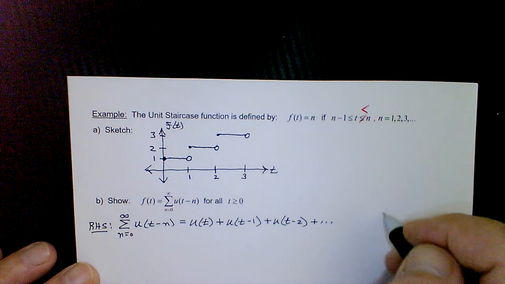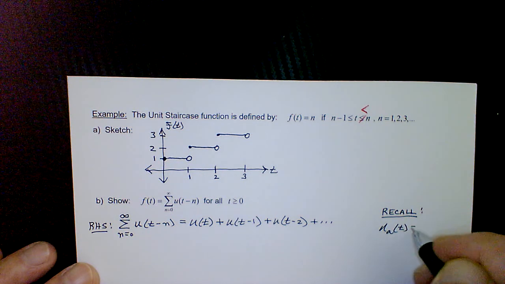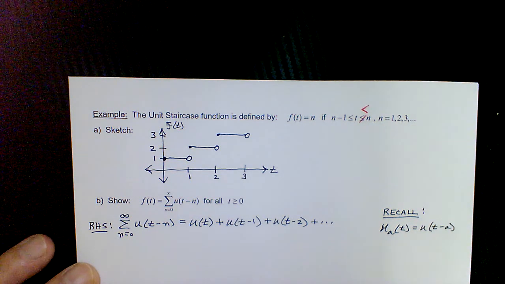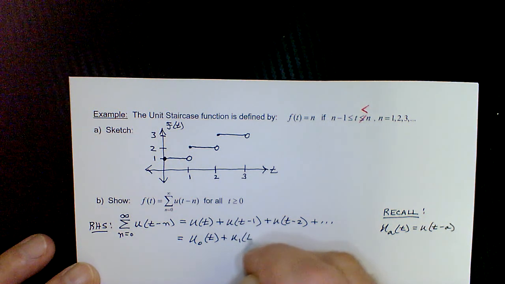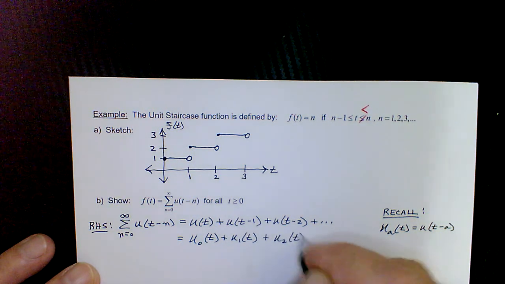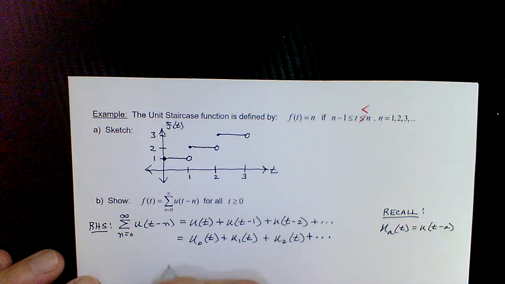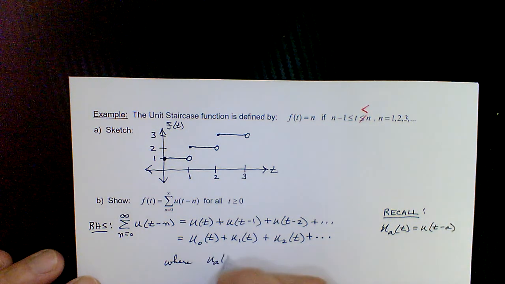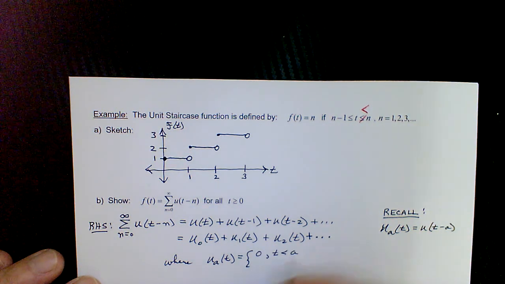Now, recall that we defined on the previous page u sub a of t to be u of t minus a. So therefore, we can call this u sub 0 of t plus u sub 1 of t plus u sub 2 of t, and so on. And this is where u sub a of t, as we had defined it, is equal to 0 if t is less than a, and it's equal to 1 if t is greater than or equal to a.